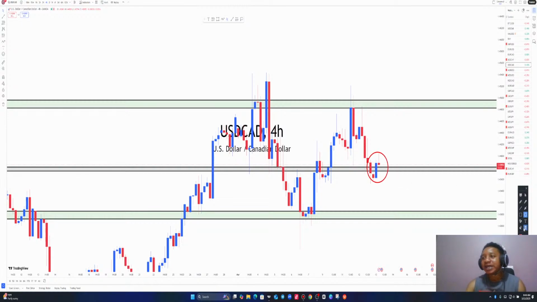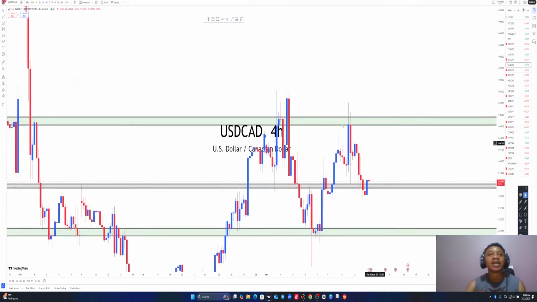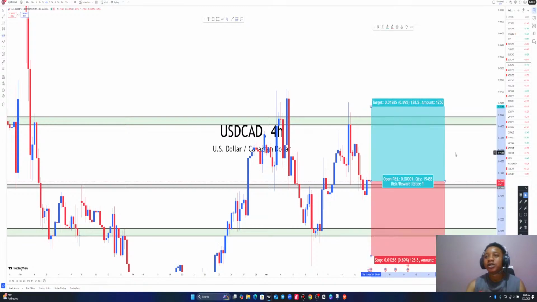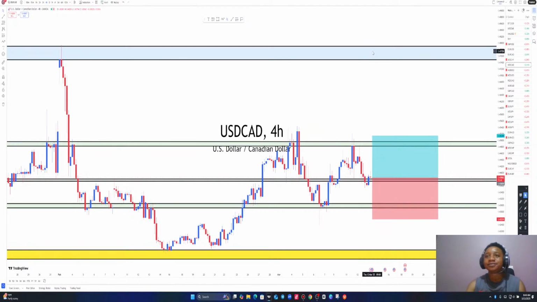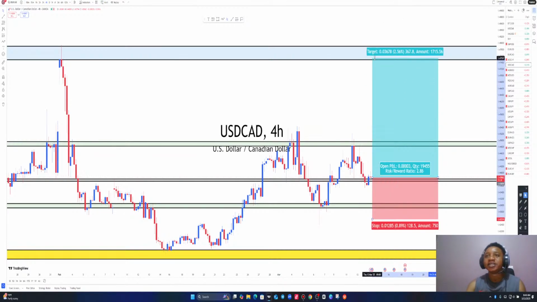So USD CAD, for me, I'll be buying. But I'm going to need more buying pressure to convince me to buy. You understand? So this is going to be my setup. I really want to buy this pair, even since yesterday. So my hunch is on this pair. My money is on this pair.